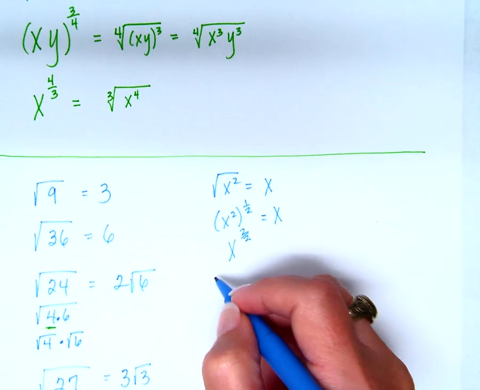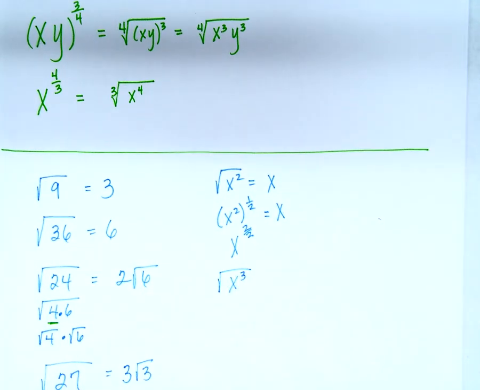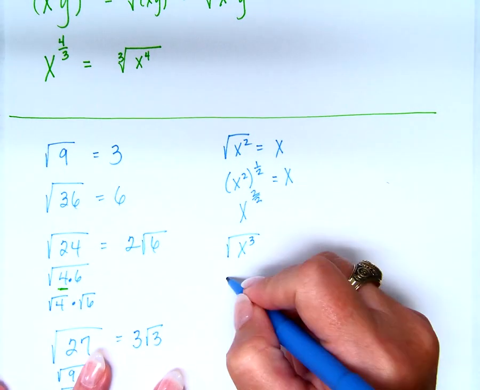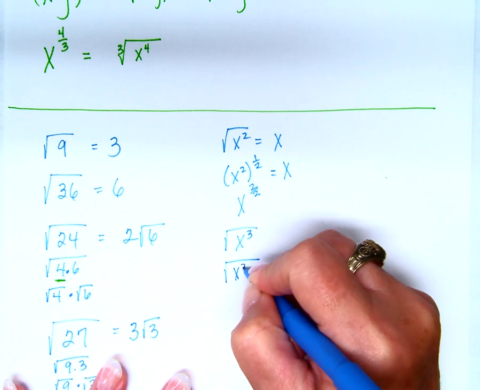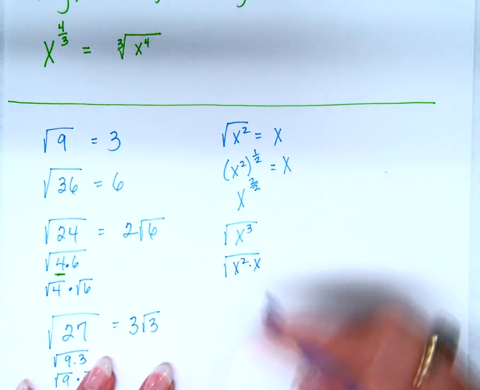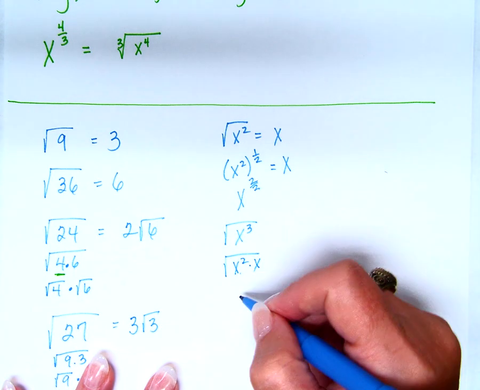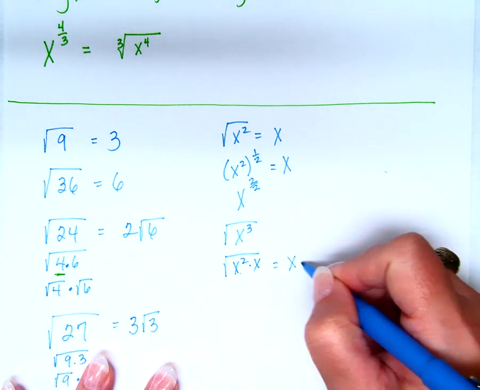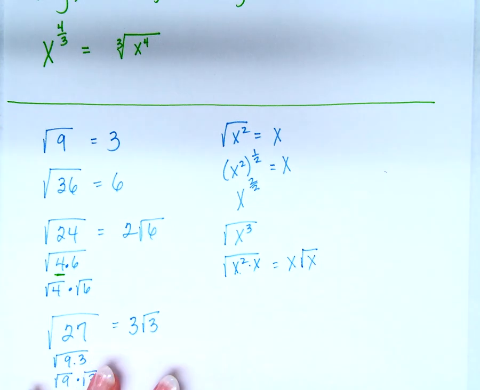So think about this. The square root of x to the 3rd. There's 2 ways we can think about this, right? First way we can think about it is the way we thought about these numbers. And I can say x squared times x, right? Well, what did we just decide the square root of x squared was? X. Do I know the square root of x? I don't, so I leave it inside the radical, right?